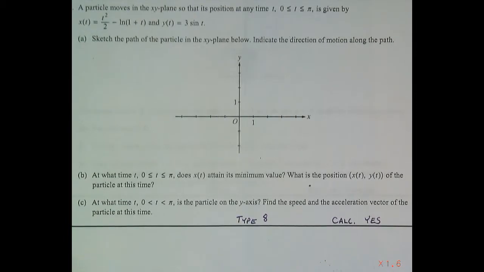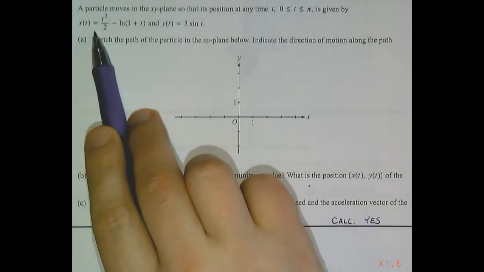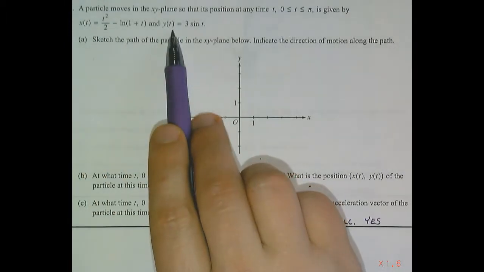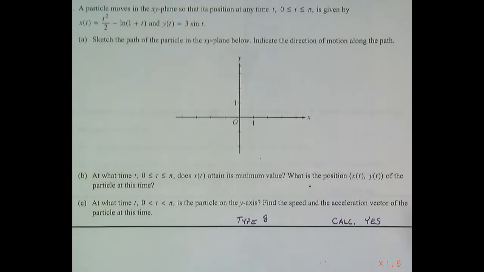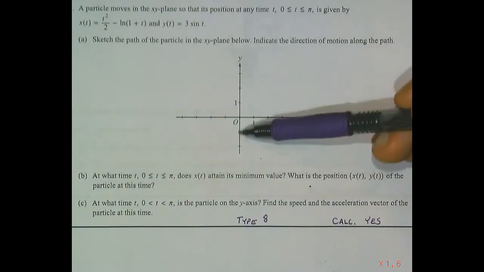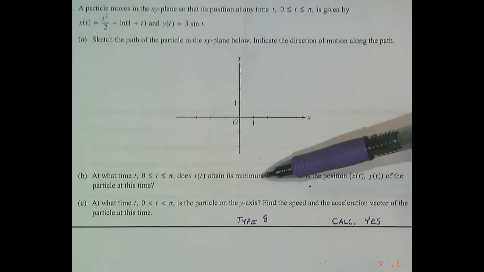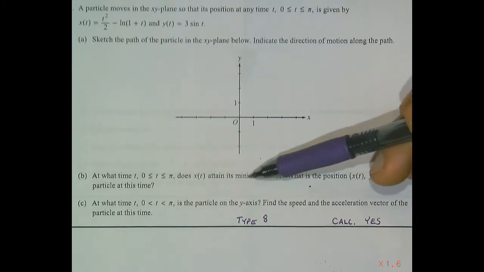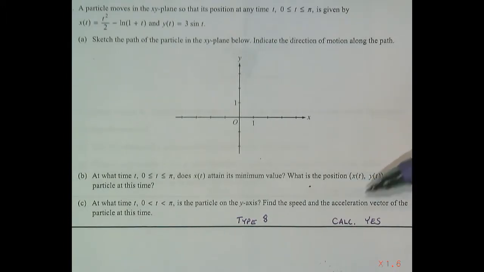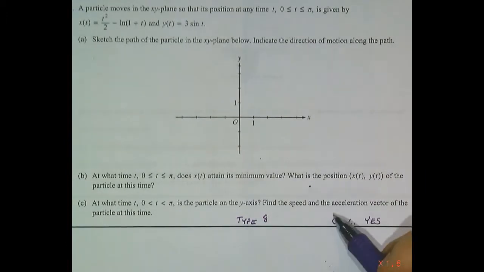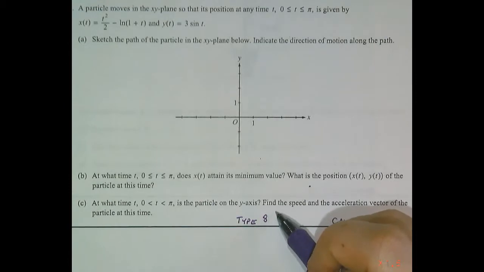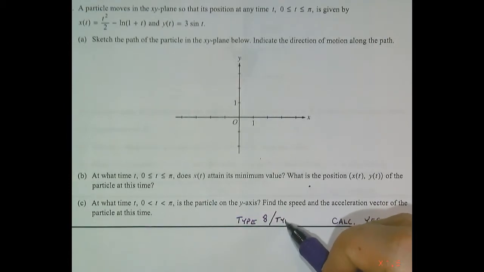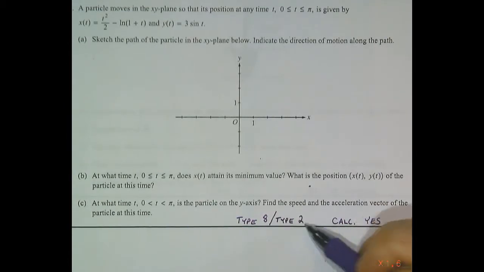So we're going to start off with looking at what we have here. We're given the x position and the y position of a particle that's moving. And we're given a graph, and we're asked to answer questions about the minimum value, the position at specific times, the acceleration at specific times. So because it actually touches on speed and acceleration, I'm going to also classify this as a type 2 problem, and type 2 is particles in motion.